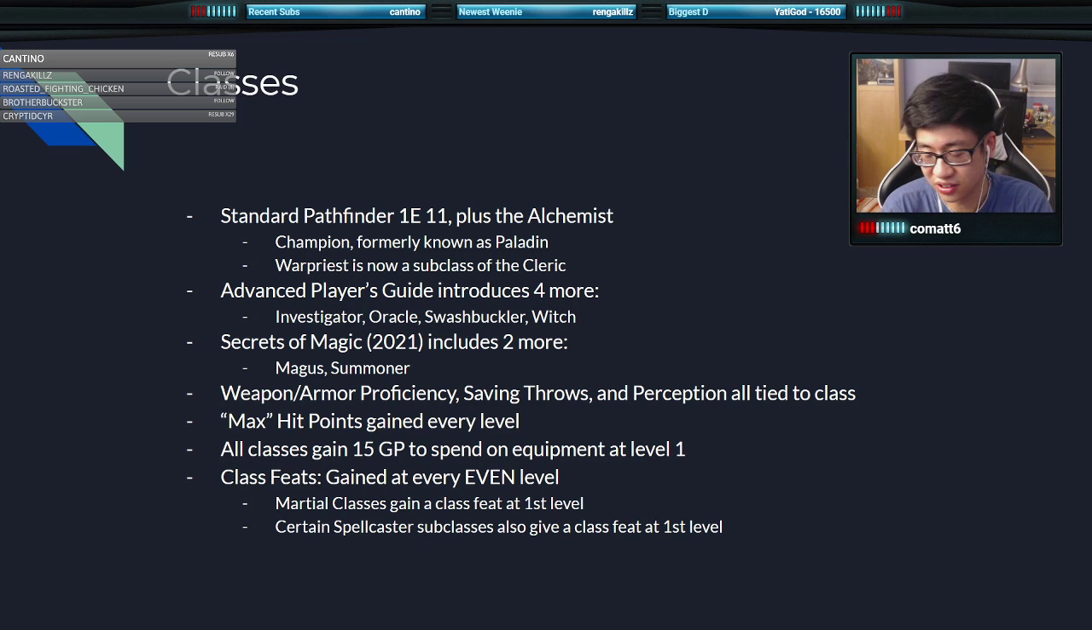So in Pathfinder 2nd edition, there are 16 classes. The core rulebook, which came out about a year ago, I think just almost a year and a day ago, has 12 classes, so it's the standard Pathfinder 11, and also the Alchemist. So the Alchemist, Barbarian, Bard, Paladin, which is now called Champion because Champions have 3 different subclasses, one of which is the Paladin, and the other 2 are not the Paladin. Cleric, which now has 2 subclasses, the Cloistered Cleric and the War Priest.